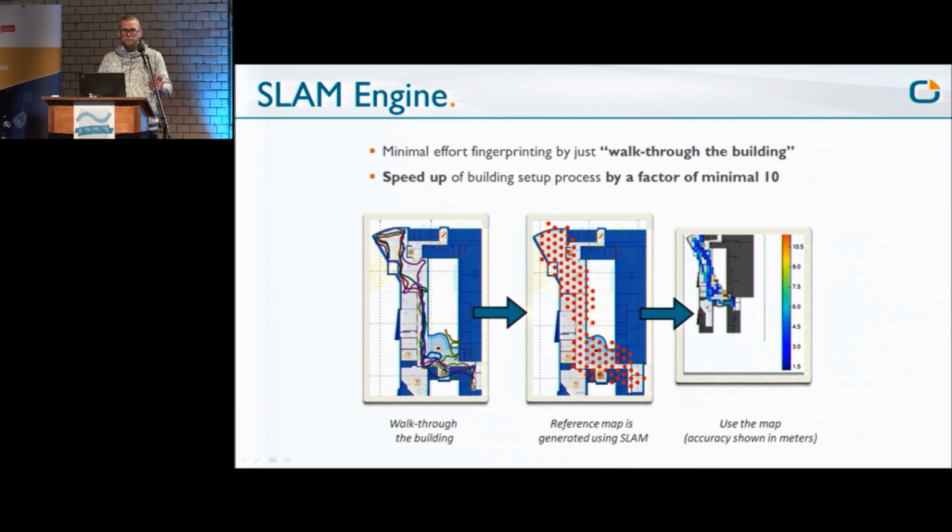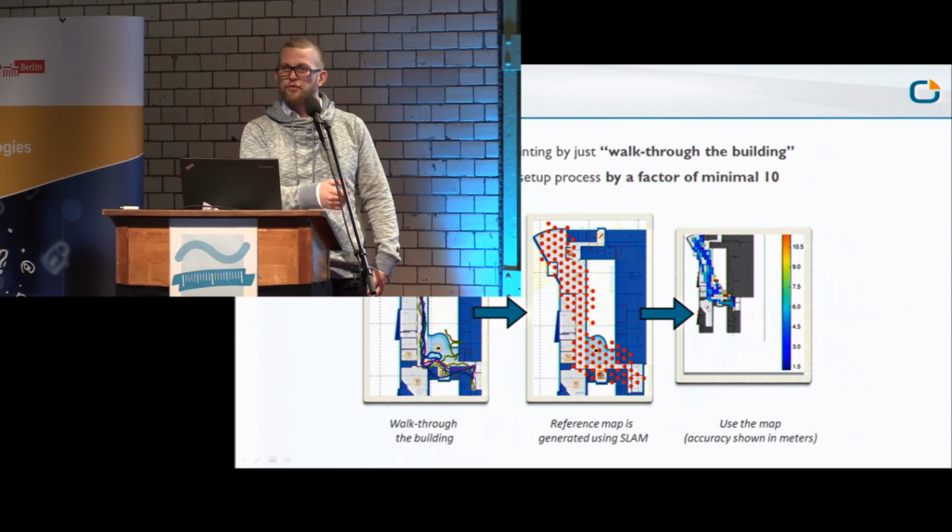So nowadays, manual fingerprinting works like this. You go into a building and you make a manual fingerprint. Then you walk 2 meters further and you make another manual fingerprint. But what the SLAM engine does is it does that automatically. You just walk through the building and the fingerprint data is generated automatically. This speeds up the process by a factor of 10 easily.